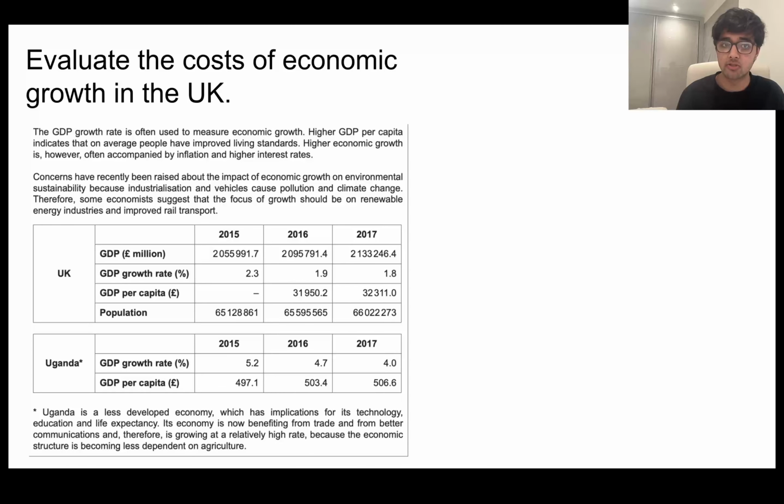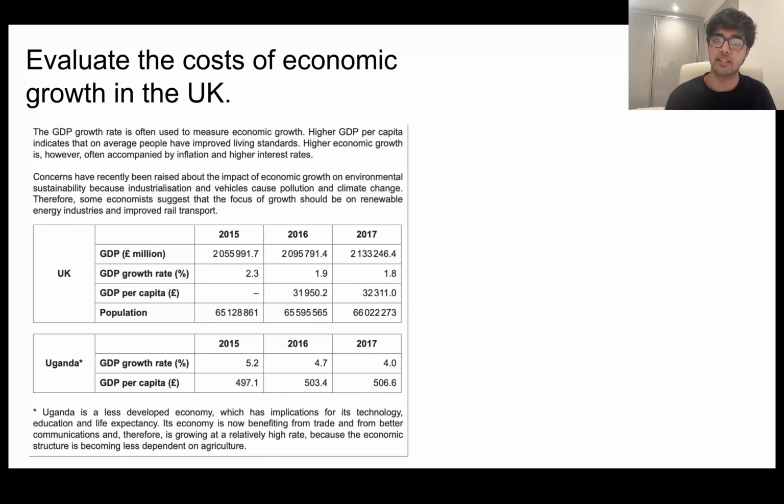The GDP growth rate is often used to measure economic growth. Higher GDP per capita indicates that on average people have improved living standards. Higher economic growth is, however, often accompanied by inflation and higher interest rates. Some costs have been mentioned. Concerns have recently been raised about the impact of economic growth on environmental sustainability, another cost which should be underlined, because industrialization and vehicles cause pollution and climate change. Again, stuff I had previously mentioned in the costs. Therefore, some economists suggest that focus on growth should be on renewable energy industries and improved rail transport.